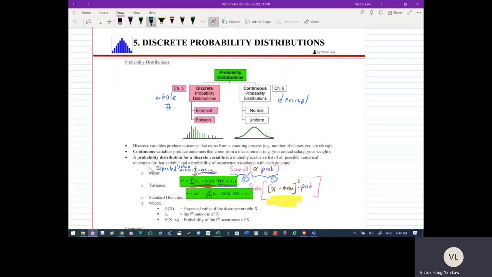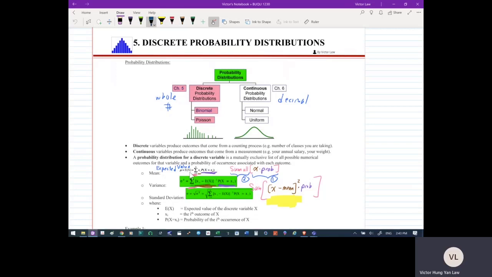When we're looking at the probability distribution for a discrete variable, you need to know how to calculate the mean, the variance, and standard deviations. Mean is basically your E of x. E of x represents your expected value of x. So your mean is basically your expected value, what you expect to get.